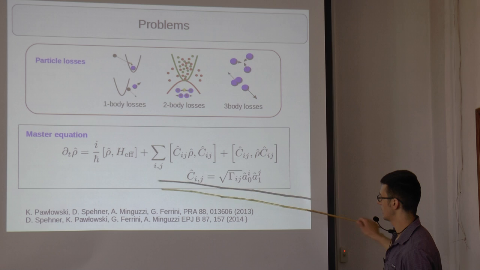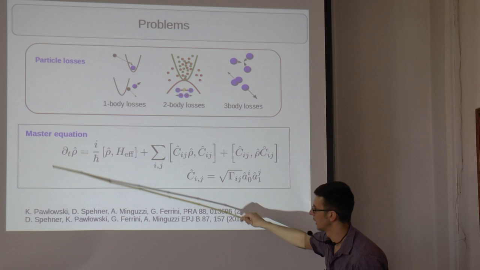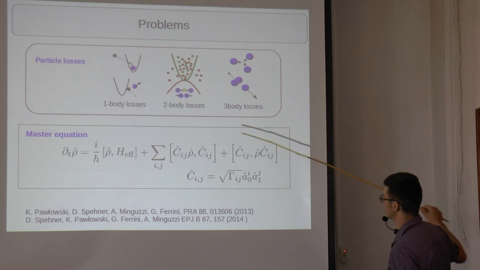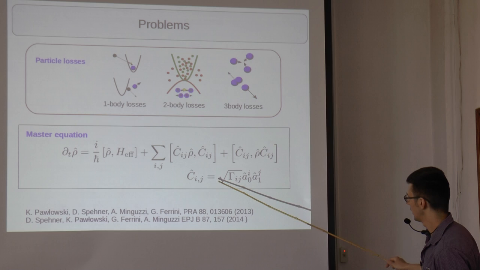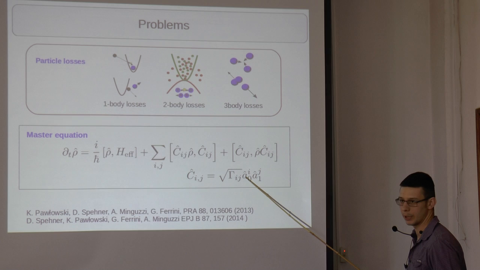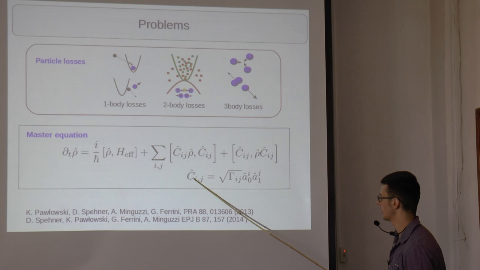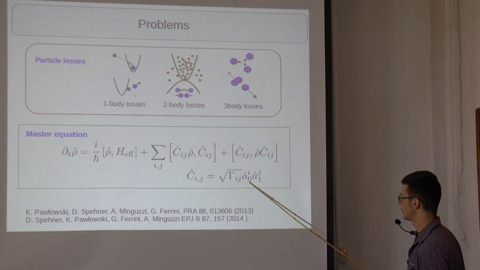So this is the equation, the Lindblad term. The first part is just the von Neumann part, but the effect of losses comes here, where the operator C with two indices, I and J, appears. The form of C is written here. A0 is the annihilation operator for atoms in 0, A1 is the annihilation operator for atoms in 1. So this operator Cij annihilates I atoms in 0 and J atoms in 1. So we have a collection of all these kinds of operators.